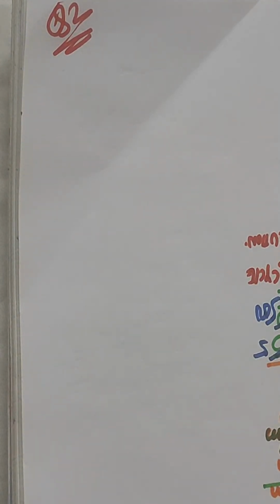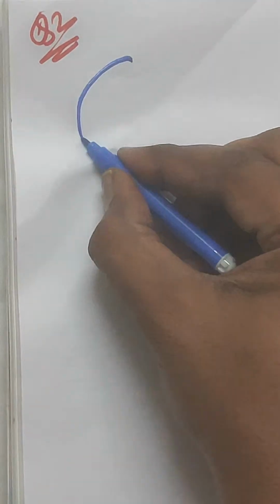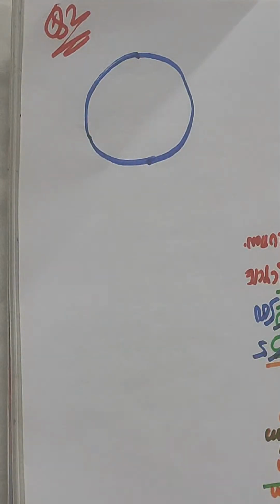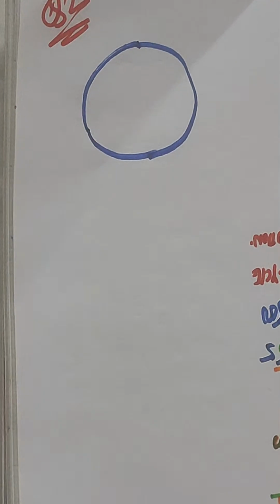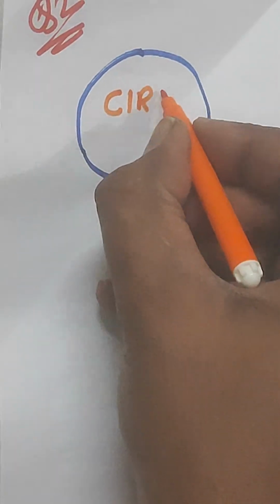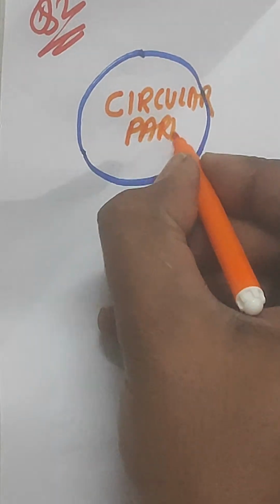In question number 2, we have a circular park surrounded by a road 21 meter wide. A circular park is given to you. Let us say this is the circular park which is given to you, right? This is a circular park. A circular park is surrounded by a road 21 meter wide.